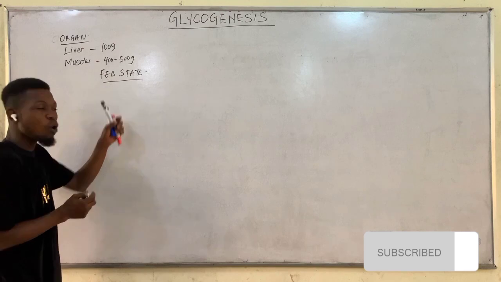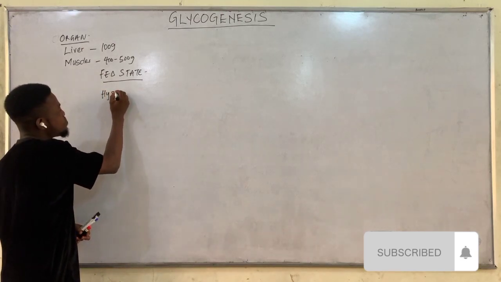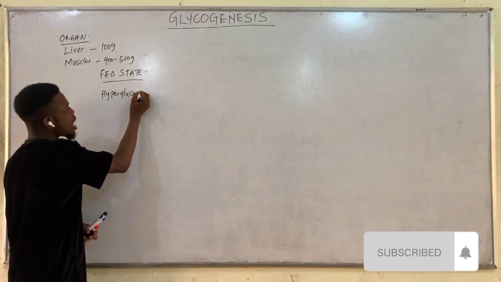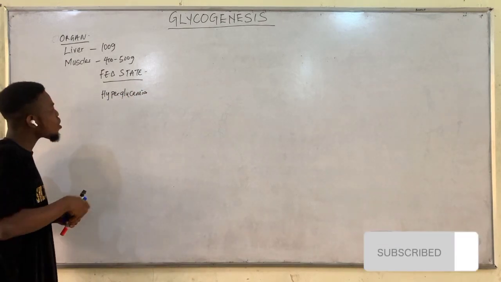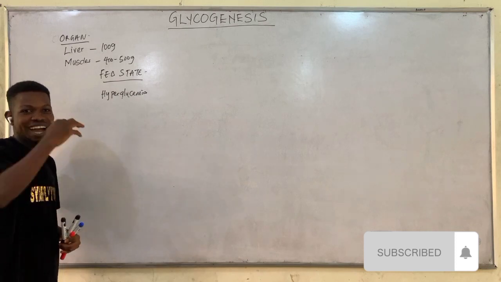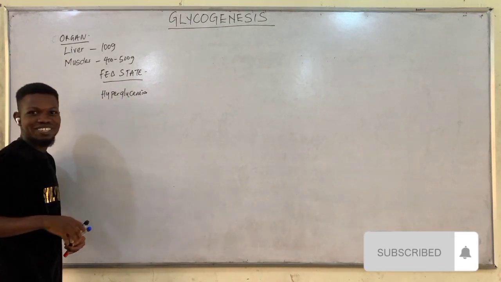And when glucose diffuses into the blood and a large amount of glucose is concentrated in the blood, we can use what we call what? Hyperglycemia. Do you get it now? So when there's high blood glucose level in the blood, that's what we call what? Hyperglycemia. Hyper, high blood glucose level. Do you get it now?